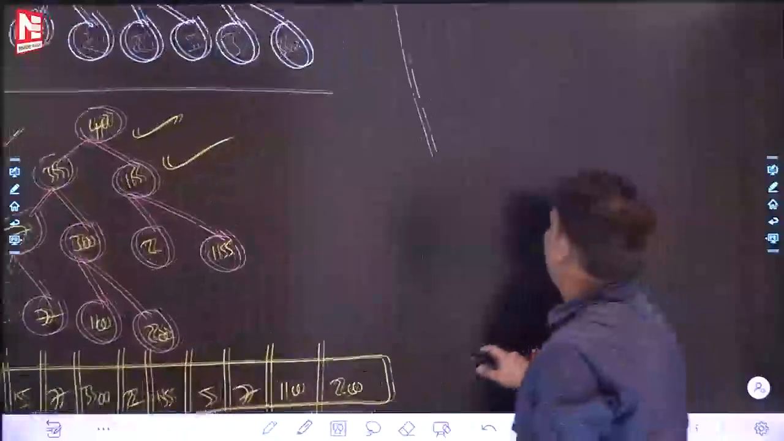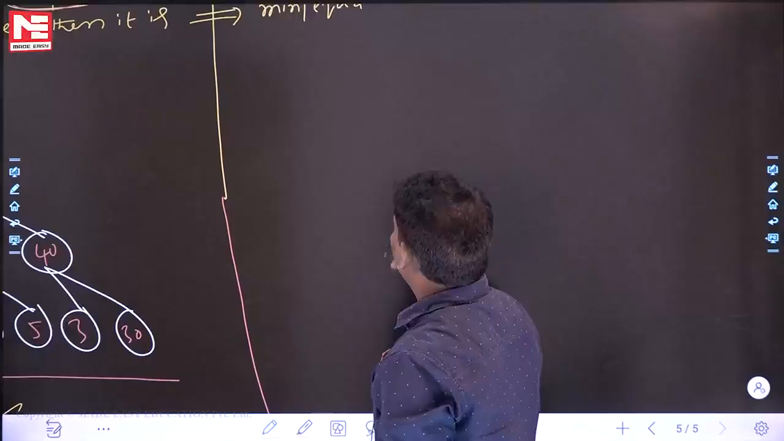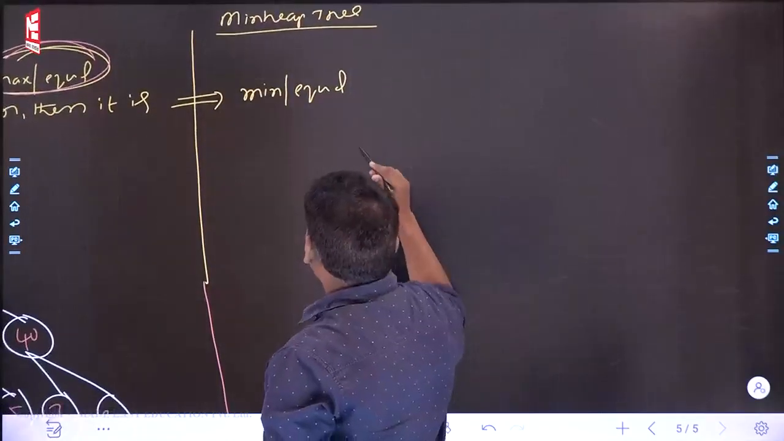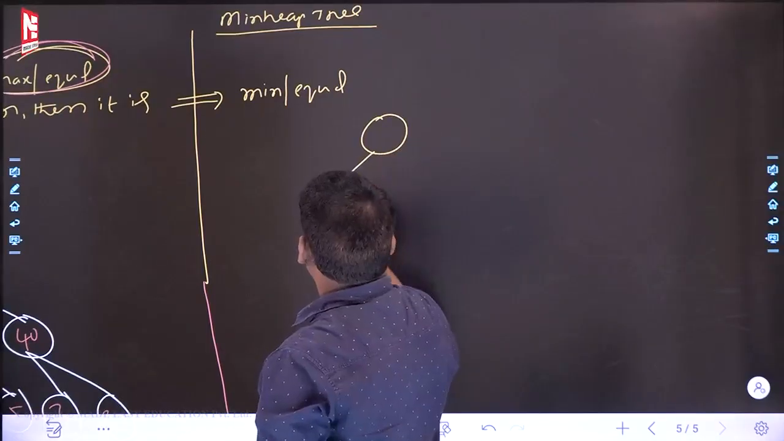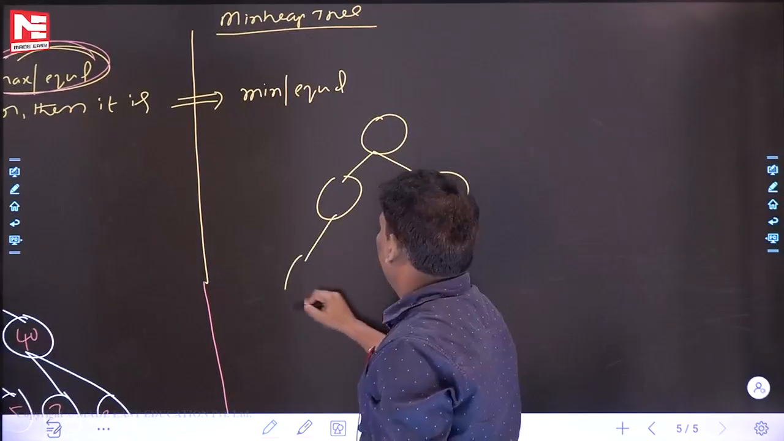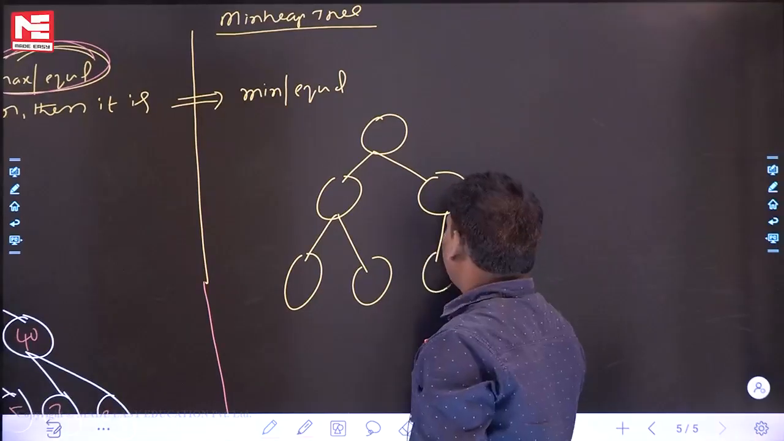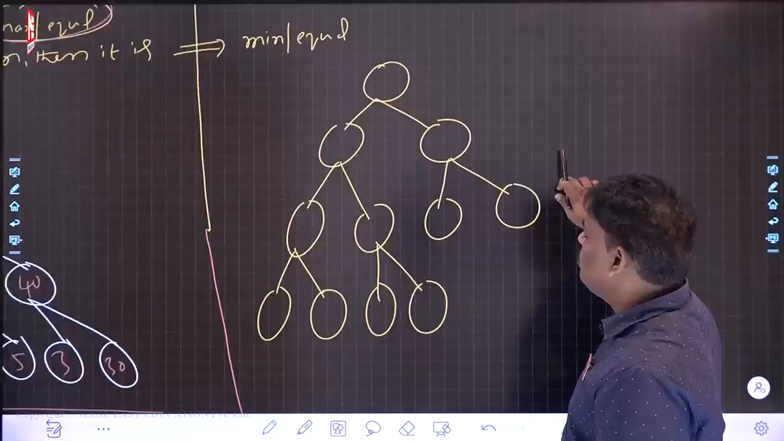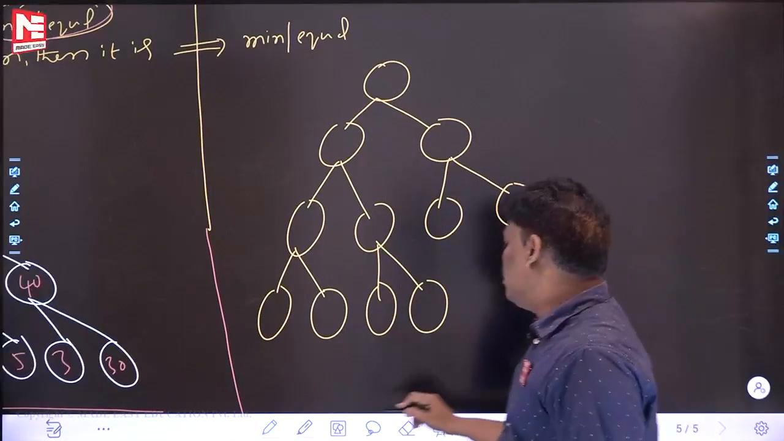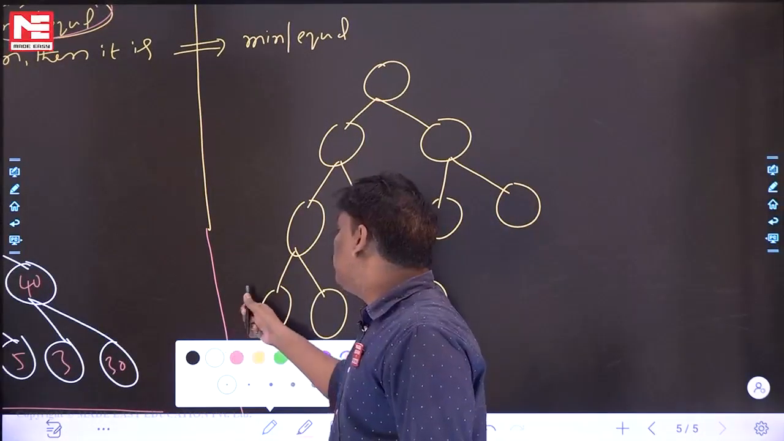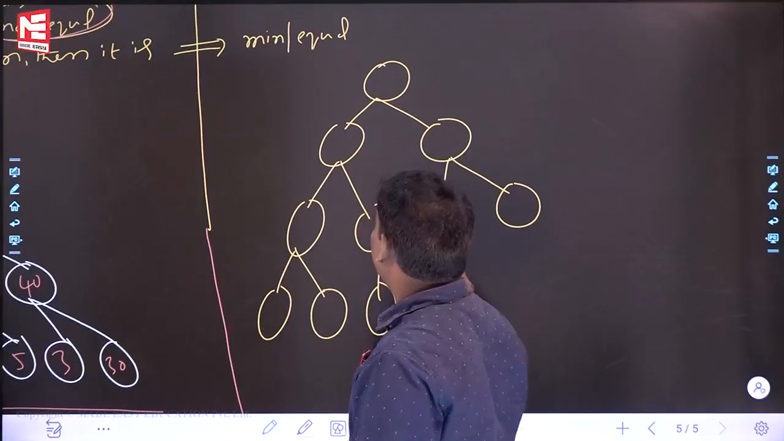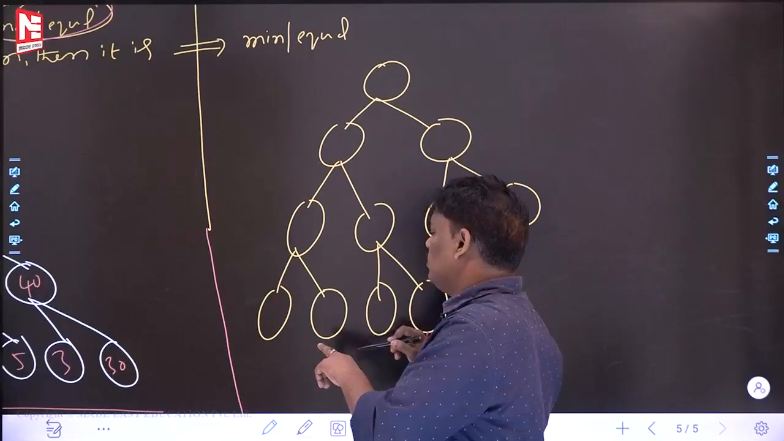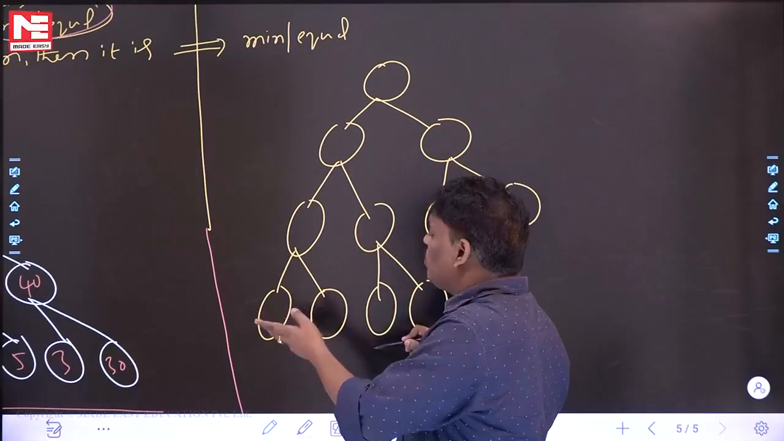Let's go for min heap. See the min heap now. One example let me give. Min heap tree. So it should be an almost complete binary tree. Yes, I took one. See the min heap tree definition. At every node, not one node, two nodes, at every node, the root is minimum or equal compared with children.